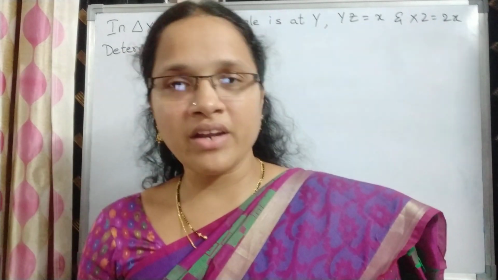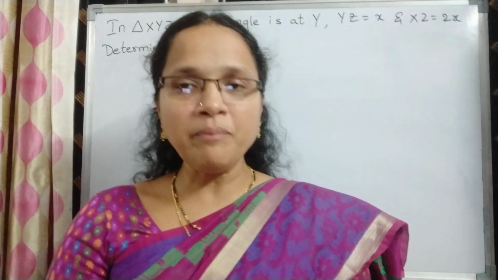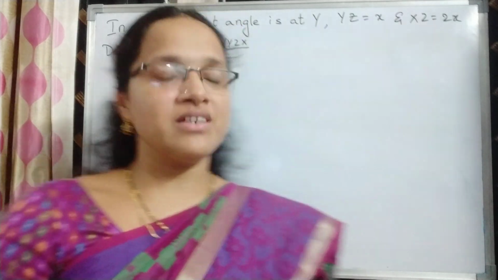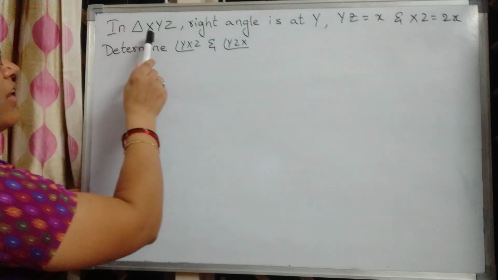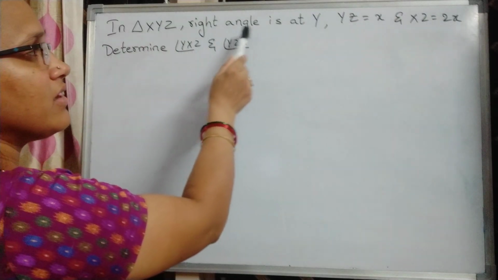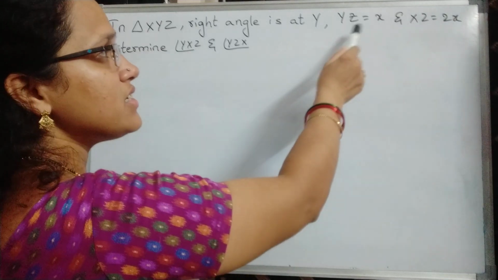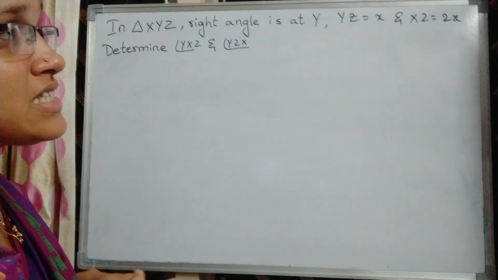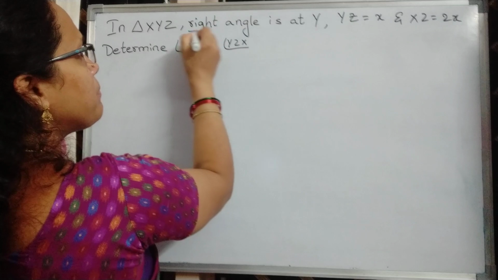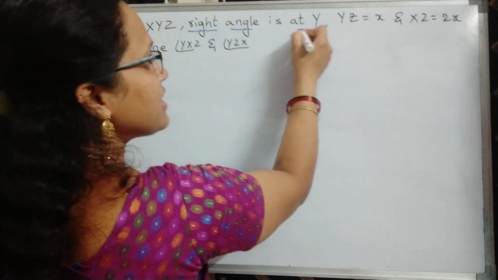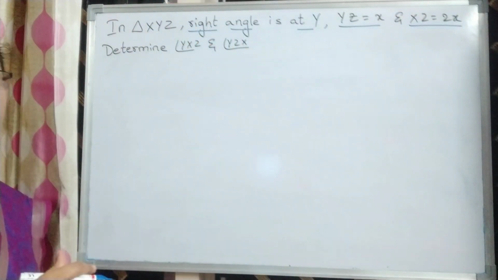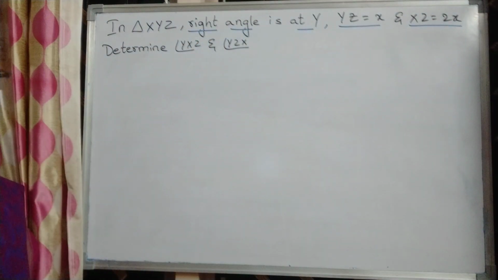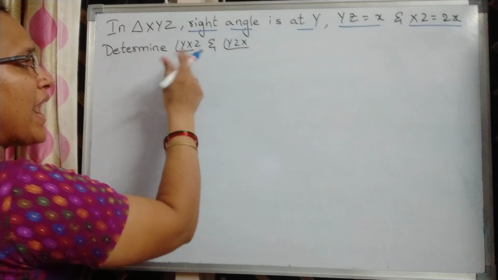So here we are with another new kind of problem for exercise 2. Let us read the problem once, all of you. In triangle XYZ, right angle is at Y, YZ is equal to X, XZ is equal to 2X. What should you determine? Here we have to determine the two angles.